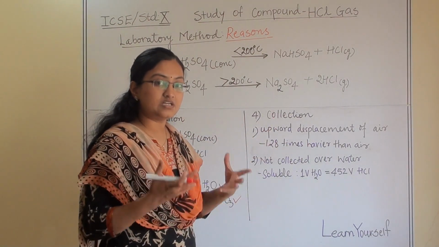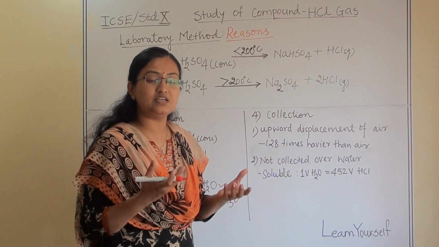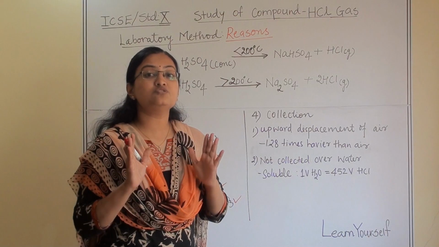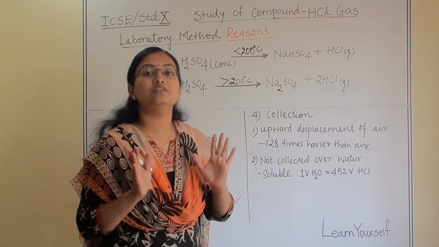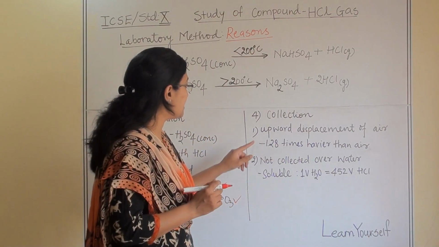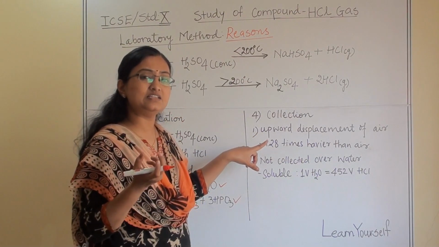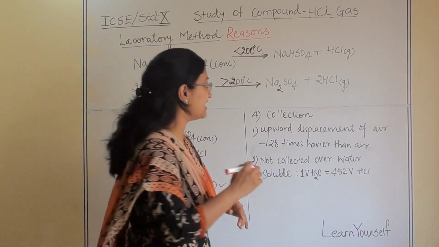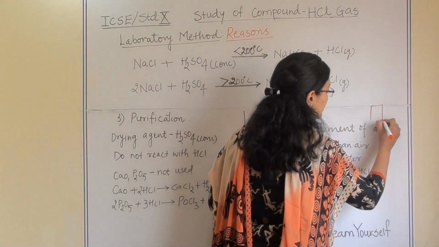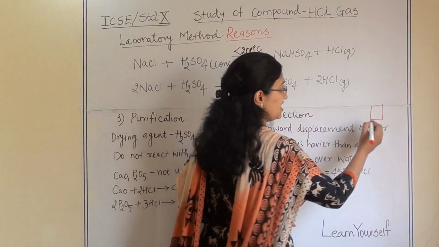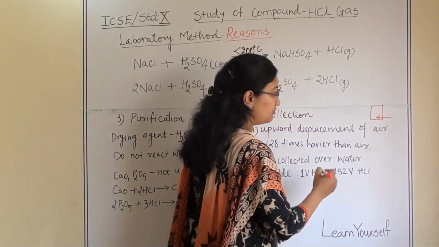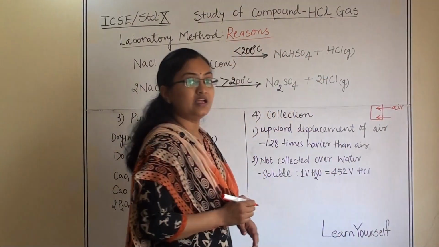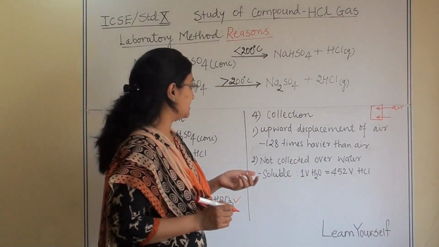Collection. What is the collection step? We are collecting in a gas jar which is filled with air and not with water. What is the reason behind that? When we are collecting in a gas jar, it will lift the air and the HCl gas will be down over there. Suppose this is our gas jar, then HCl gas will be down here and up there will be air. So we are collecting it in an air-filled jar.